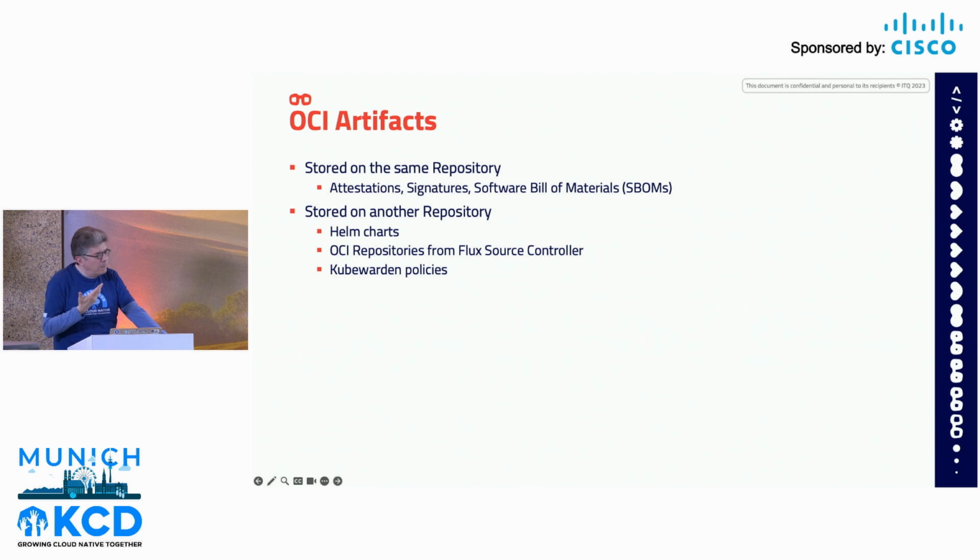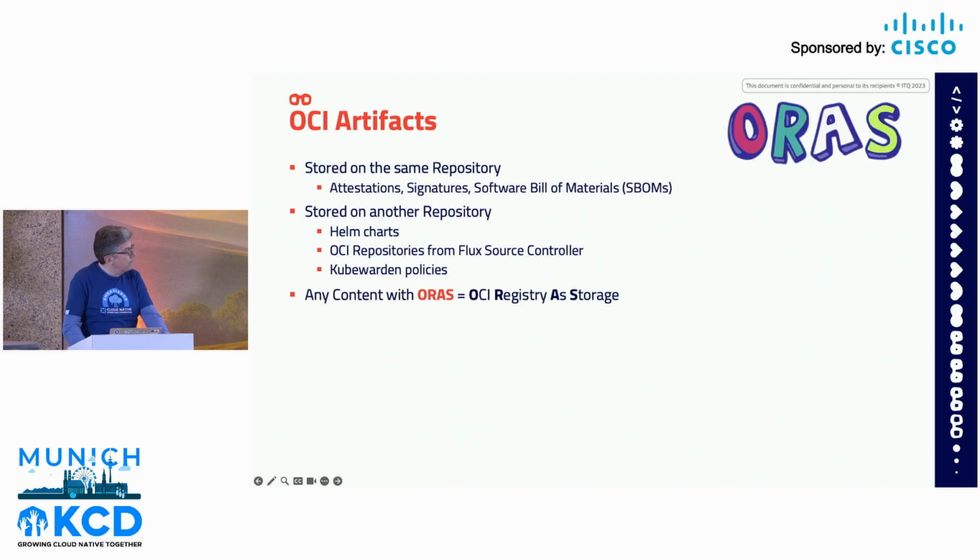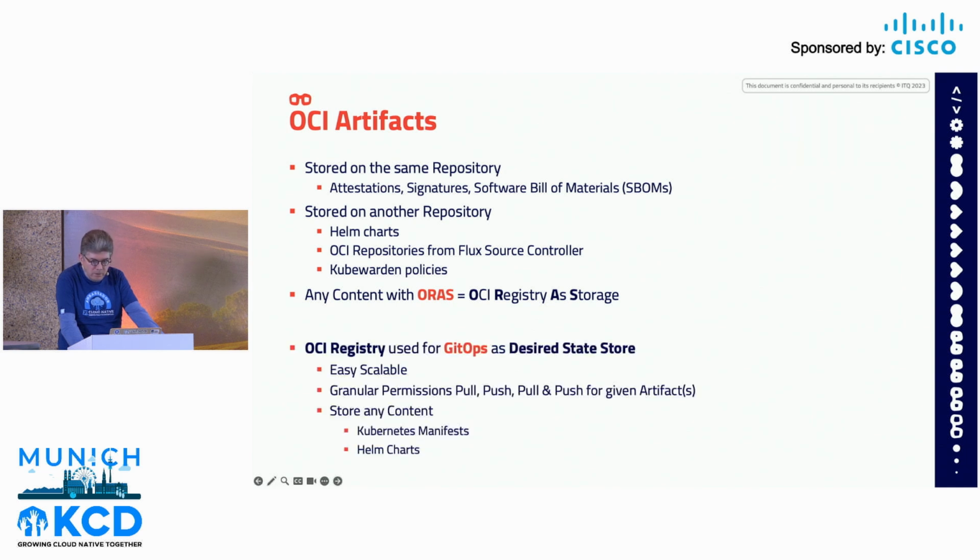Tools such as Helm can store the Helm chart in the OCI registry. An OCI repository configuration from Flux CD, for instance, or a Kubernetes policy, or whatsoever, you can put in a repository that is not images. And to push whatever content to a registry, you can use a tool named ORAS. So this tool can push whatever content you want into your OCI registry. And this ORAS name means OCI Registry As Storage.